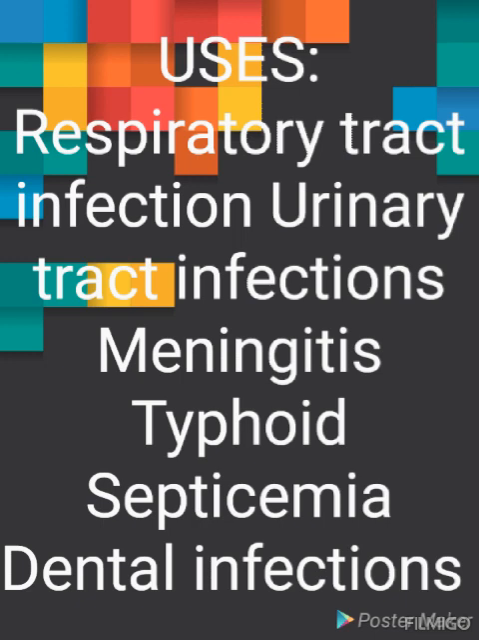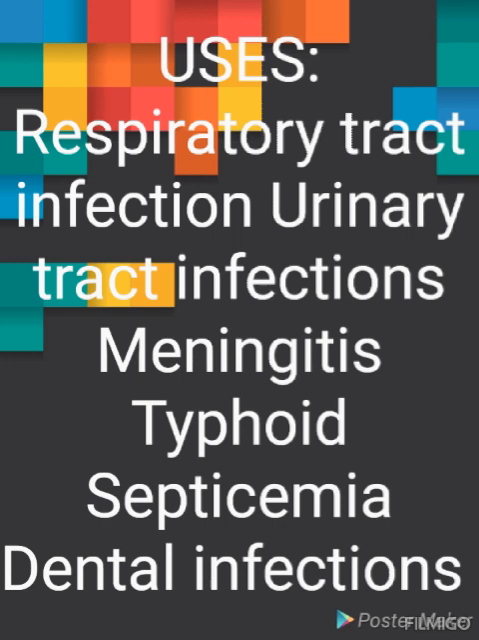And the uses. The first one is respiratory tract infections like bronchitis, sinusitis and otitis media, which respond to ampicillin. Then urinary tract infections: though ampicillin was the drug of choice earlier, many organisms have now become resistant. So urinary tract infections may also be treated by ampicillin, and meningitis.